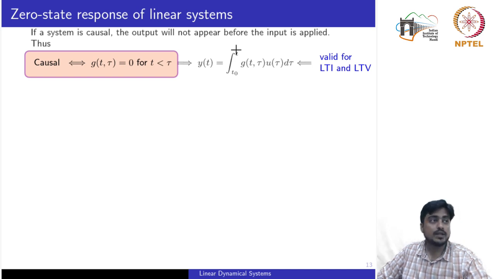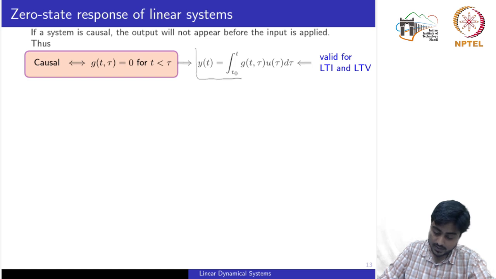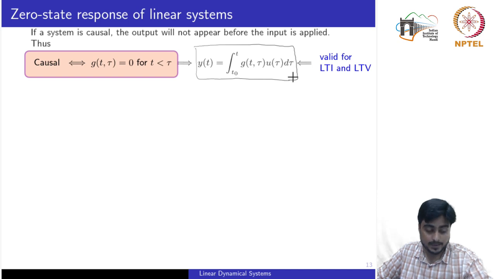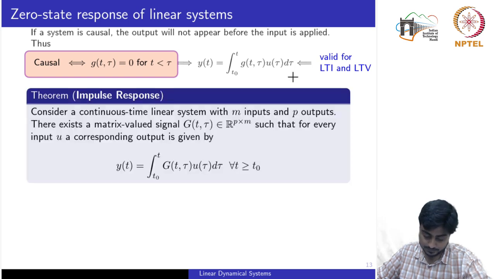So up to this point, we have not introduced the notion of time variant and time invariant. So the input output description of the system given by this equation is in fact valid for both types of systems. We will further distinguish how to do the analysis for the time invariant case and for the time varying case. So we have this first result of the impulse response: consider a continuous time linear system with m number of inputs and p number of outputs. There exists a matrix valued signal capital G t comma tau, which is basically a matrix of dimension p cross m.